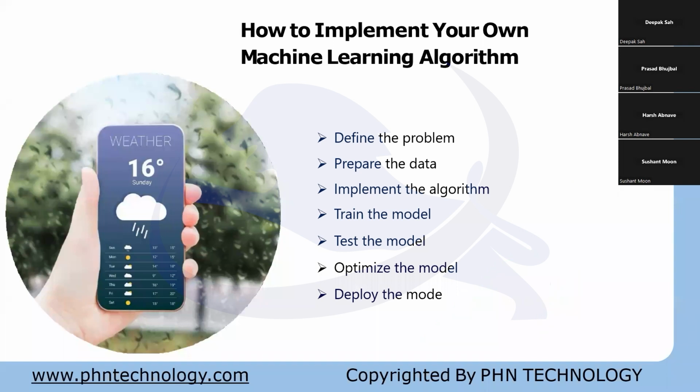Okay, so all of these different steps are something that we'll be looking into in detail in the 2-day workshop that is going to be there, right?